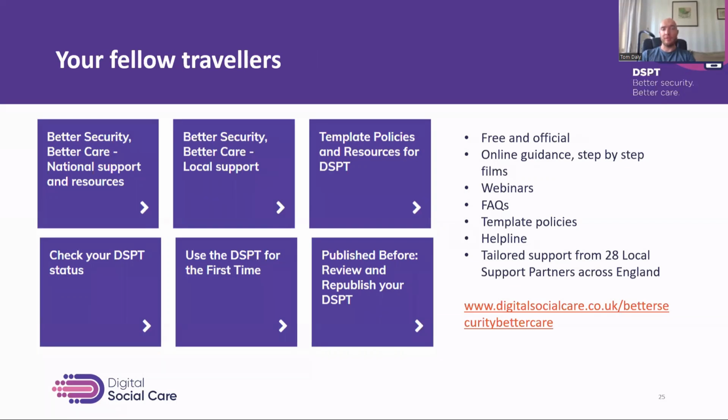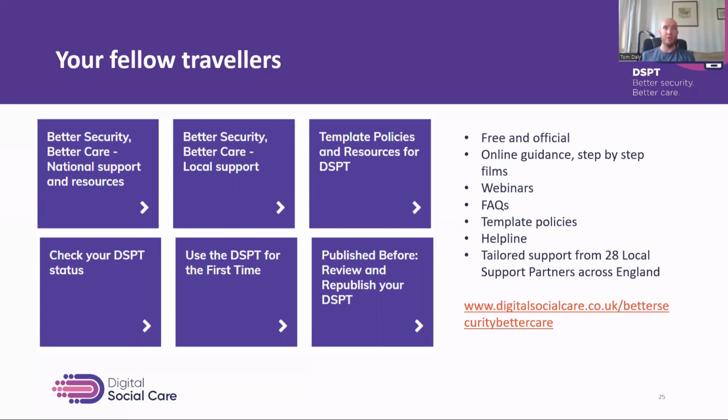So we've got the Digital Social Care website, which does have access to a number of different resources. You can see some historical videos or webinars that have been run, which will support you. You've got all the template policies and different information, such as your business continuity plan templates. And again, your local support organisation should be able to provide those for you.